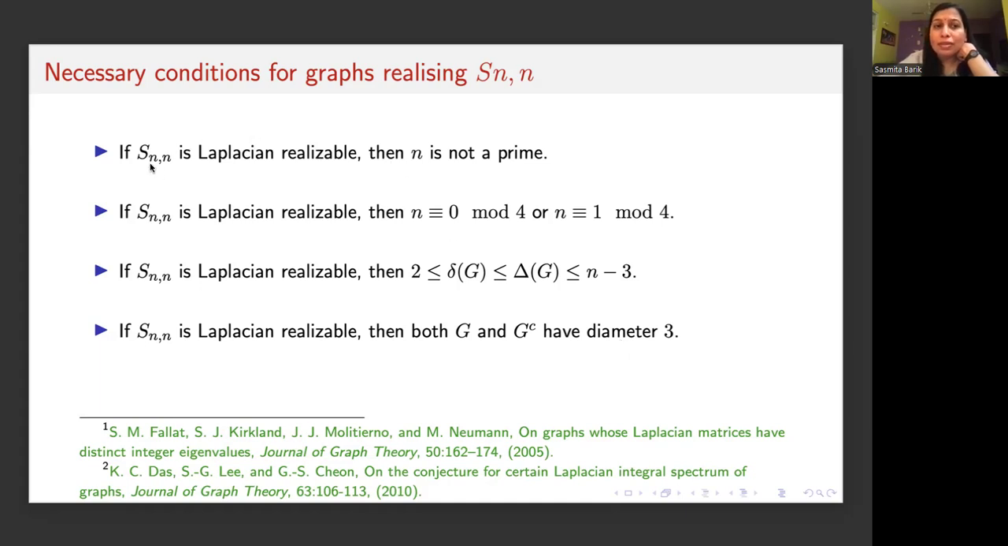So if such a graph exists, these are the known facts that you can use: G has diameter 3, G complement has diameter 3, G has those eigenvalues, G complement has those eigenvalues, and also the number of vertices n cannot be a prime, and it's either 4k or 4k plus 1, right? 4k minus 1, sorry. So these are the things that are known. Okay, but still the conjecture is open, and it's a very interesting problem that one can work on.